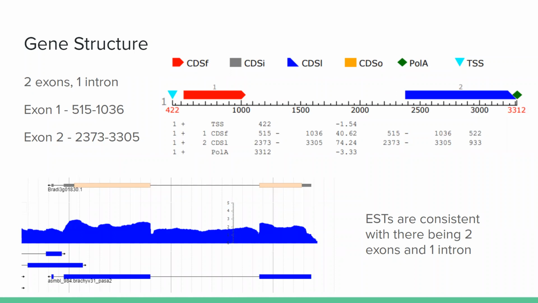As for our exons, the first one was found to be on base pairs 515 to 1036, making it 521 base pairs long. The second exon was found to be on base pairs 2373 to 3305, which makes it 932 base pairs long.